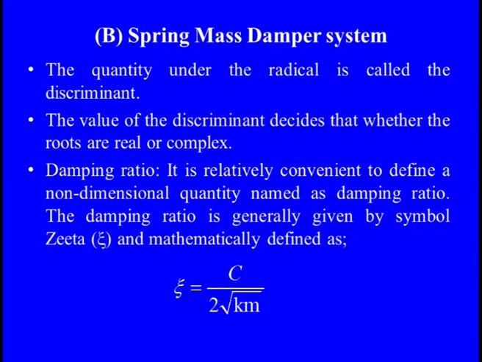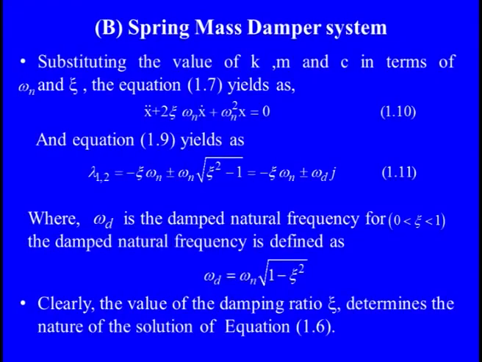The damping ratio is denoted by zeta. Zeta equals C by Cc, where Cc equals 2 times the square root of km. Now replacing k by m with omega n, where omega n is the square root of k by m, and zeta equals C by Cc or C by 2 square root of km, we can write the equation as x double dot plus 2 zeta omega n x dot plus omega n square x equals 0.